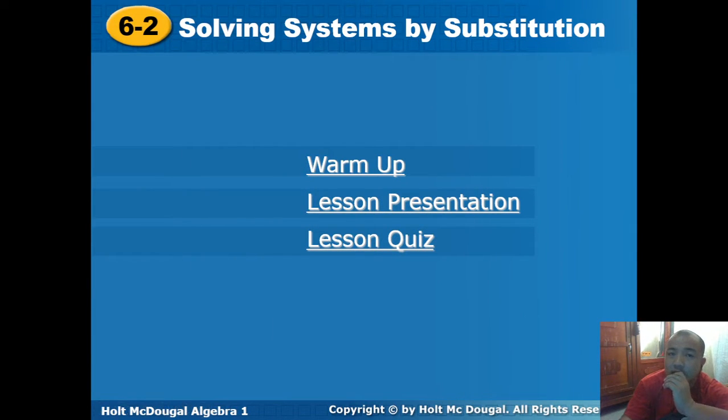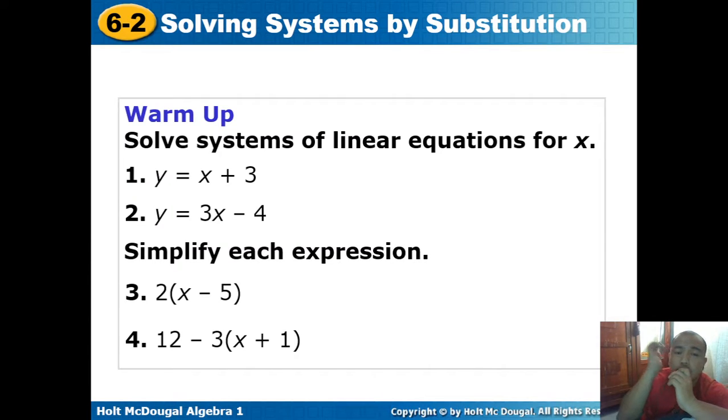This time let us learn how to solve systems of linear equations by substitution. Substitution method. First let us have a warm up. Solve systems of linear equations for x. So for number 1, x equals y minus 3. For number 2, x equals (y plus 4) all over 3. So in here for number 1 and 2, we solve for x in terms of y.